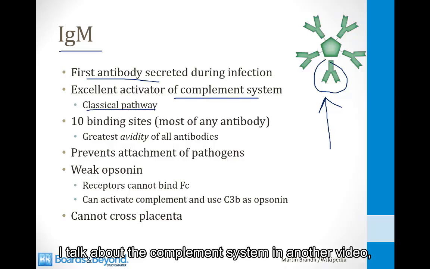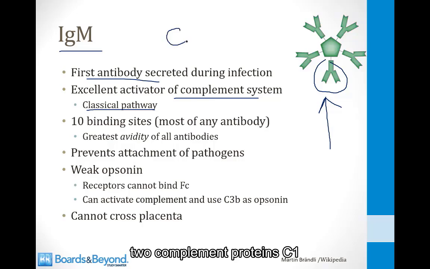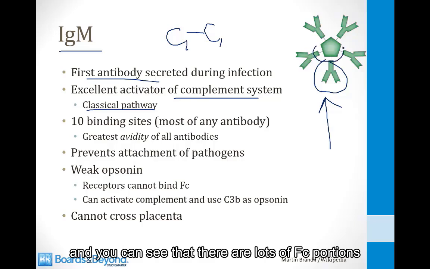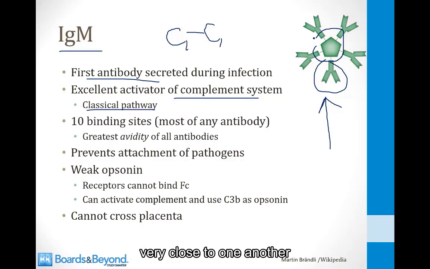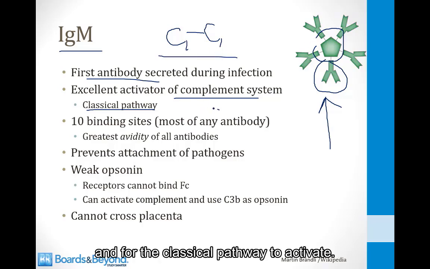I talk about the complement system in another video, but by way of review, for the classical pathway to activate, 2 complement proteins C1 must link together. Well, C1 binds to the Fc portion of B cell receptors, and you can see that there are lots of Fc portions very close to one another within a molecule of IgM. This makes it very easy for 2 C1 proteins to get next to each other and for the classical pathway to activate.